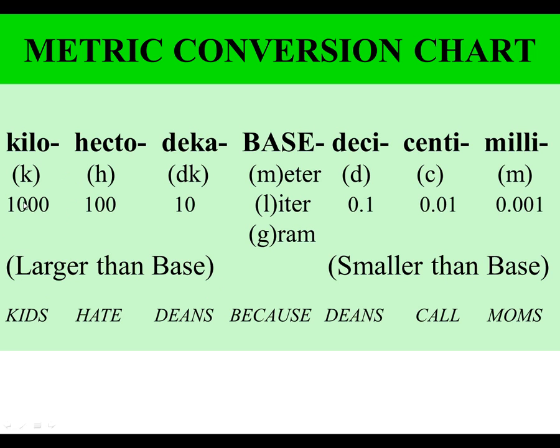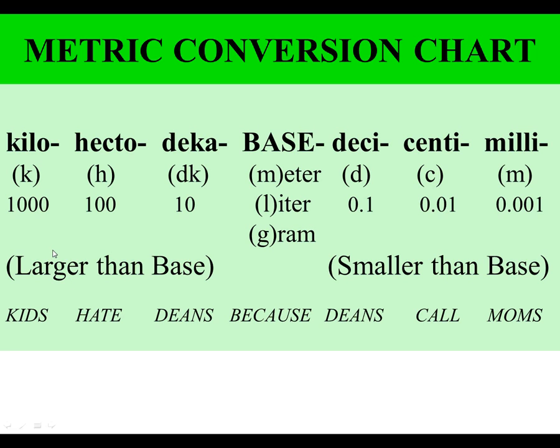Alright, on this side of the base, these prefixes are all larger than the base. So the base here would be, let's say, meters. And we go over here, we have decameters, hectometers, and kilometers. On this side, all of these prefixes are smaller than the base. So we have decimeter, centimeter, and millimeter. Okay, and you can see that here. These are smaller than the base. These are larger than the base.